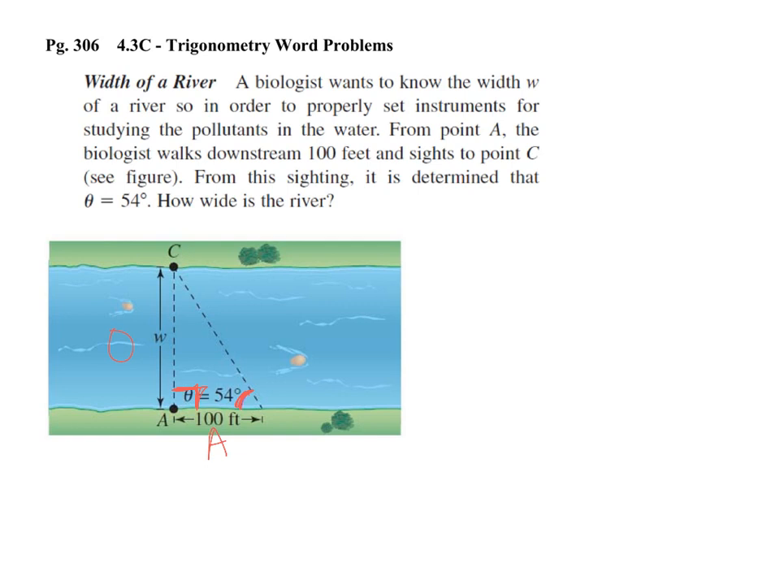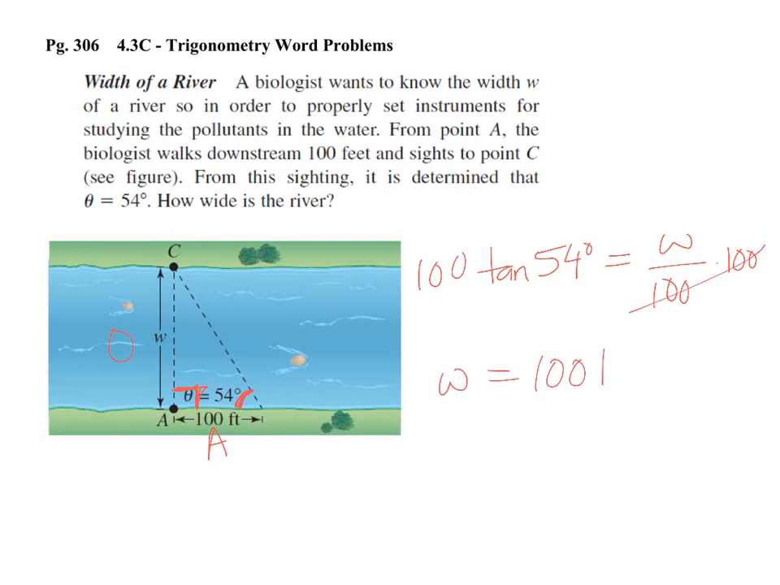So which trig function consists of opposite and adjacent between sine, cosine, and tangent? That would be tangent. So I know tangent of, what's my angle measurement? 54 degrees, is equal to opposite, which is W, over adjacent, which is 100. I'm going to isolate W by multiplying by 100 on both sides. So W is equal to 100 times tangent of 54 degrees.